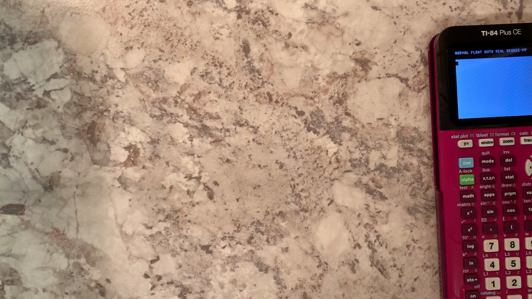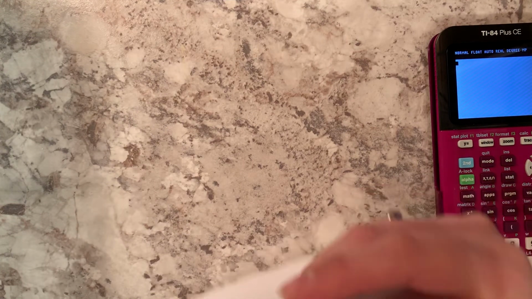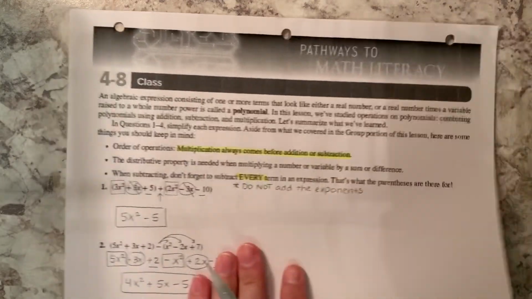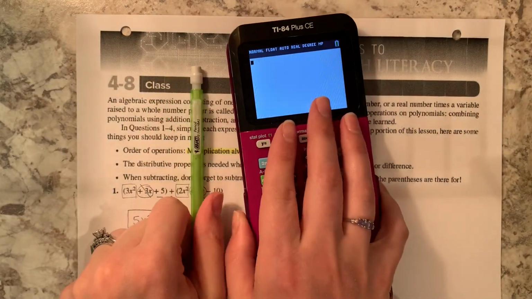So I'm hoping that you guys found today's lesson easy. It's very algebra based, just making sure you know how to add, subtract, and multiply.